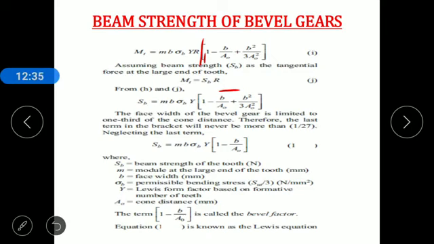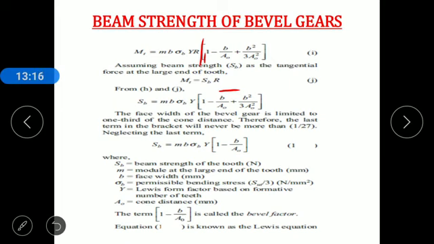Okay, therefore the last term in the bracket will never be more than 1 divided by 27, and that's why the last term is neglected, and the final equation for beam strength for bevel gear is S_B equal to m_b σ_b Y (1 − b/A_o), where S_B is the beam strength of the tooth in Newton, m is the module at the large end of the tooth in millimeter, b is the face width in millimeter, σ_b is the permissible bending stress, that is S_ut by 3, in Newton per millimeter square.